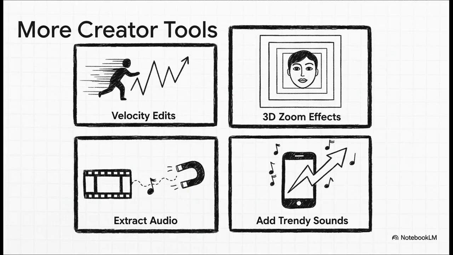CapCut gives you the tools you need to jump on trends, like immediately. You can create those awesome velocity edits where the speed ramps up and down. You can use those 3D zoom effects that are everywhere. You can even grab the audio from other videos to use a trending sound, which, as you know, can make a huge difference for getting views.